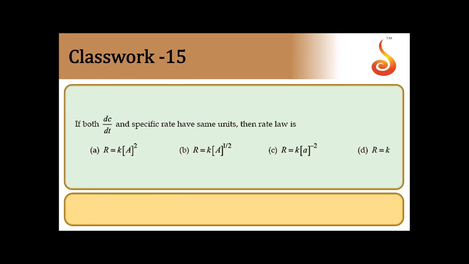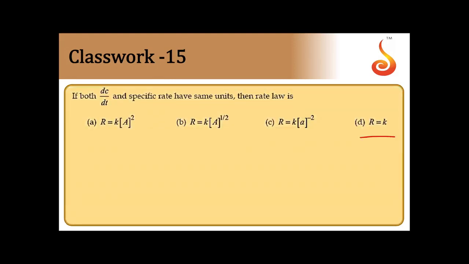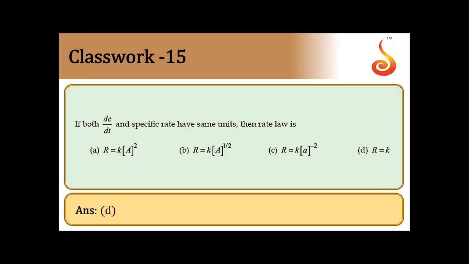Next one, 15th one now. If both dC by dt and the specific rate have the same units, here also rate and rate constant have the same units. That is the property of zero order kinetics, nothing but R must be equal to K. Zero order kinetics means R is K.